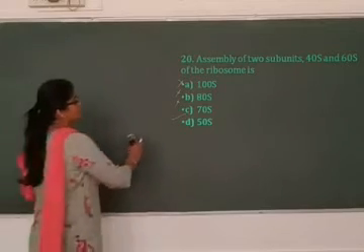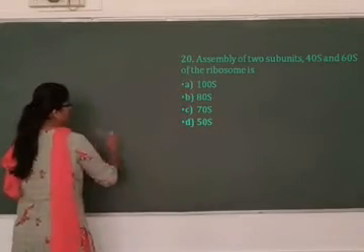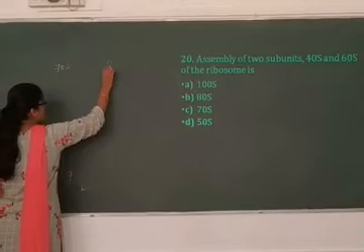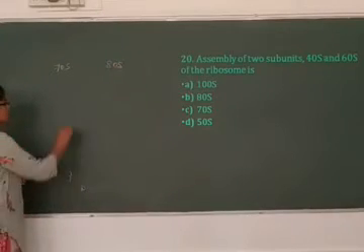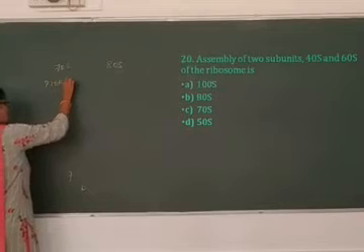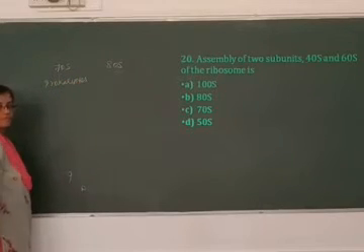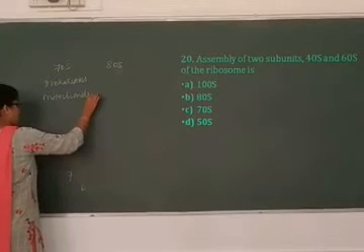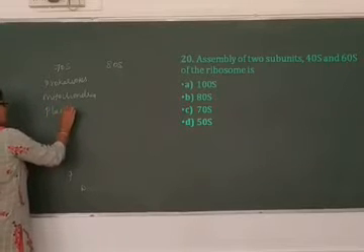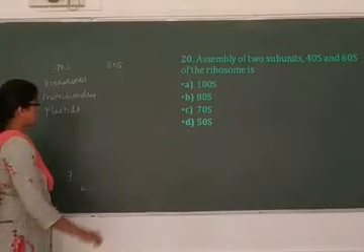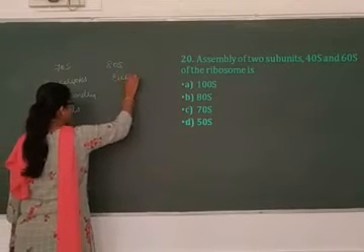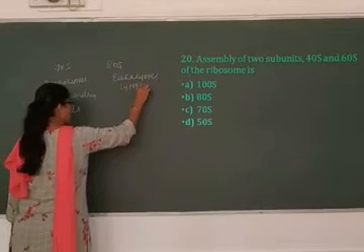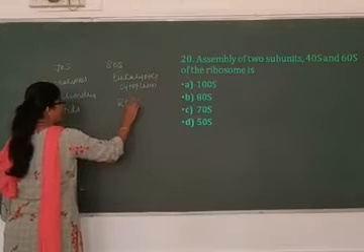Assembly of two subunits, that is 40S and 60S, of the ribosome is. Ribosomes are of two types, 70S and 80S. 70S ribosomes are seen in the cytoplasm of prokaryotes. They are also seen in the mitochondria and in plastids. Whereas 80S ribosomes are seen in case of eukaryotes, in the eukaryotic cytoplasm, and also on rough endoplasmic reticulum.